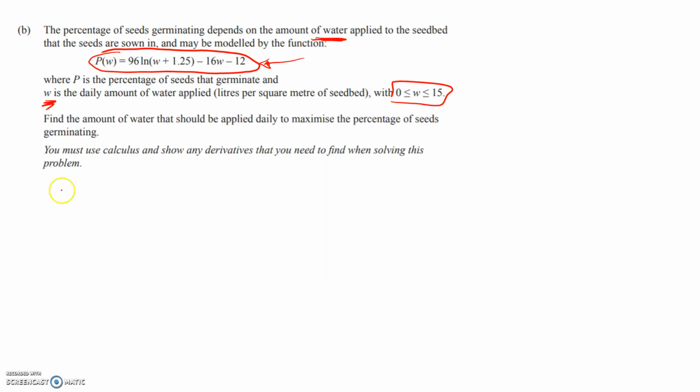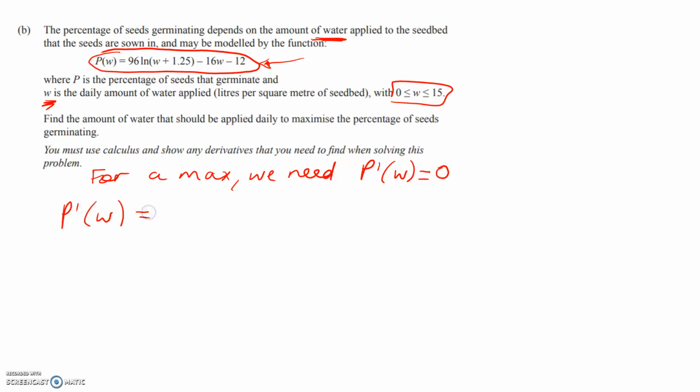So what we need to say is for a maximum, we need the gradient to be 0. So the gradient is going to be P dash W equal to 0. So step 1 is to find that derivative. So P dash of W will be 96 divided by W plus 1.25. That's the derivative of the log function. Don't need to worry about the derivative of W plus 1.25 because it's just 1. So we're doing the chain rule without really thinking about it. Minus 16, and that equals 0.